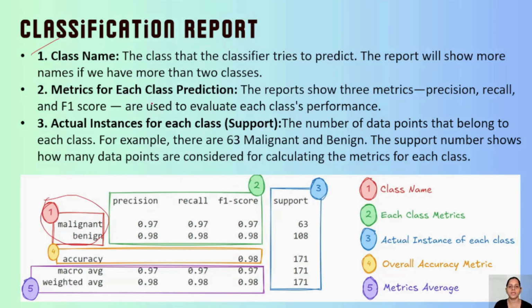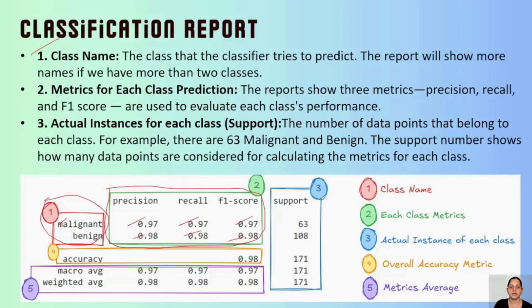In 2, we have metrics for each class prediction. In this section, we have the metrics which you understood till now: precision, recall, F1 score. Here I am telling that my precision is 0.97, my recall is 0.97, and my F1 score is 0.97 for malignant. For benign, we have 0.98, 0.98 and 0.98.